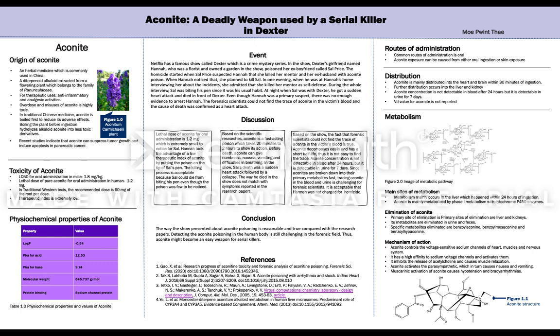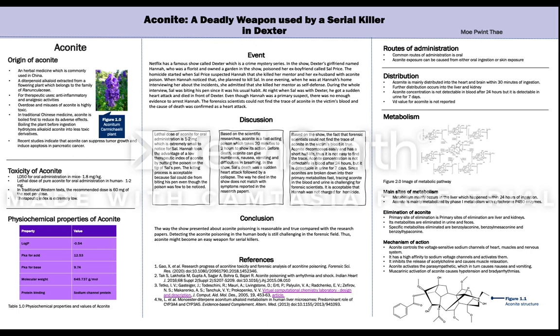So let's look into the discussion about the Dexter. First question is, how could biting of his pen make him dead? So let's talk about that. Lethal dose of aconite for the oral administration is 1 to 2 milligrams, which is extremely small to notice for Cell.